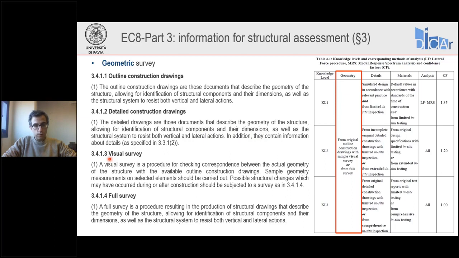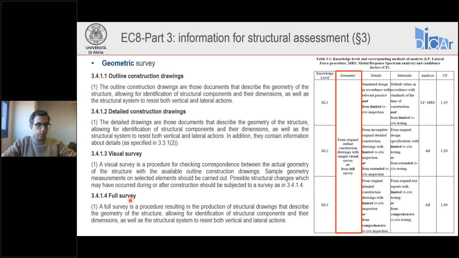Then Eurocode 8 introduces the concept of visual survey. A visual survey is a procedure where the engineer checks the correspondence between the outline construction drawings and the reality. He's not checking all the elements, but probably, for example, the dimension of the most important elements.